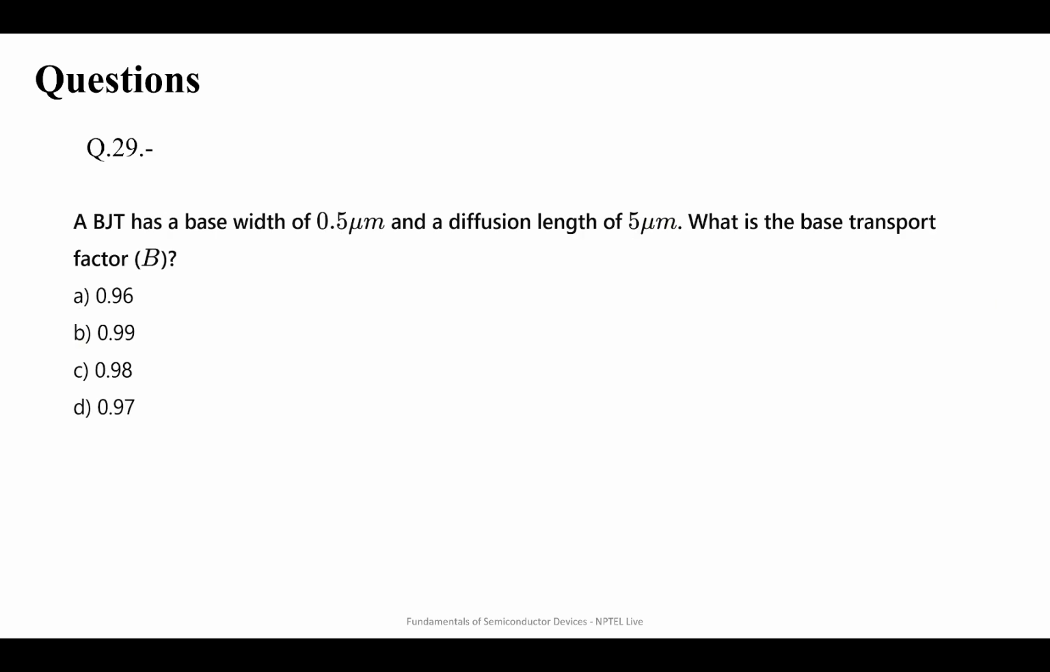So now some numericals. A BJT has a base width of 0.5 micrometer and a diffusion length of 5 micrometer. What is the base transfer factor B? 0.96, 0.99, 0.98, 0.97.